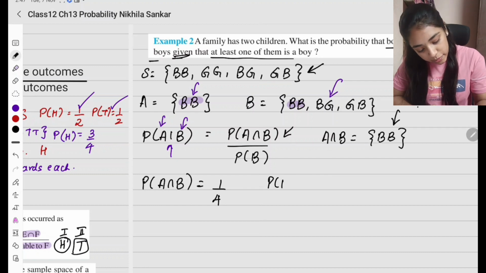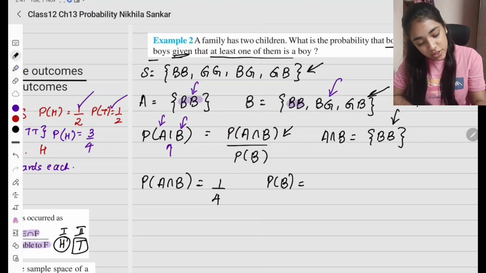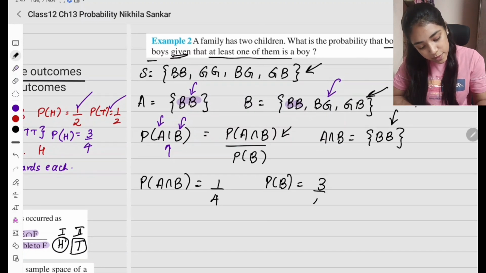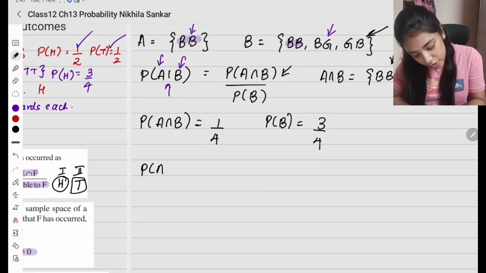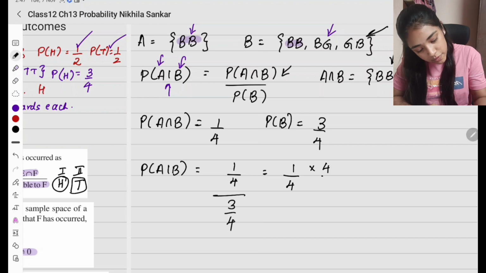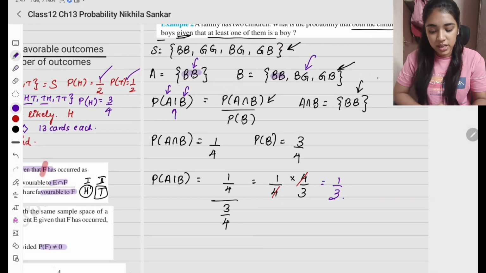Now probability of B என்ன? Denominator இருக்கு. Probability of B is going to be, I have 3 elements in this. So it is going to be 3 divided by sample space la ethana elements? 4. So what is this going to be? Probability of A given B equals probability of intersection. So 1 by 4 divided by 3 by 4. So this I can write it as 1 by 4 times 4 by 3 reciprocal. So I can cancel these two. So I'll be left with 1 divided by 3. So this is my final answer.